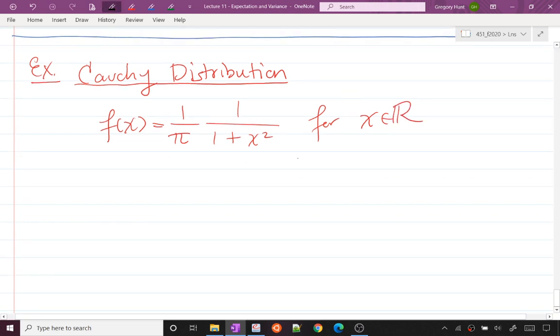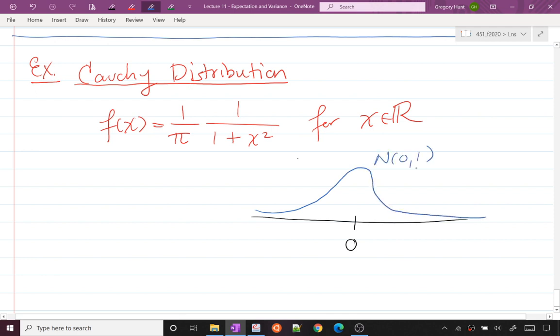If we were to plot a standard normal distribution, this is my bad drawing of a standard normal, it looks kind of bell-shaped. The Cauchy distribution is also kind of bell-shaped, but it has fatter tails, as they say. So it's going to be like that. It looks kind of like a normal, but it's not. You can actually show that this is a valid PDF. It's a valid random variable, but it doesn't have a finite expectation. So let's try to calculate the expected value of this Cauchy random variable.